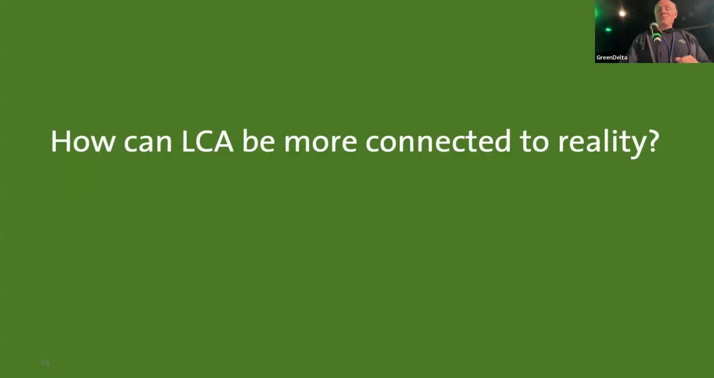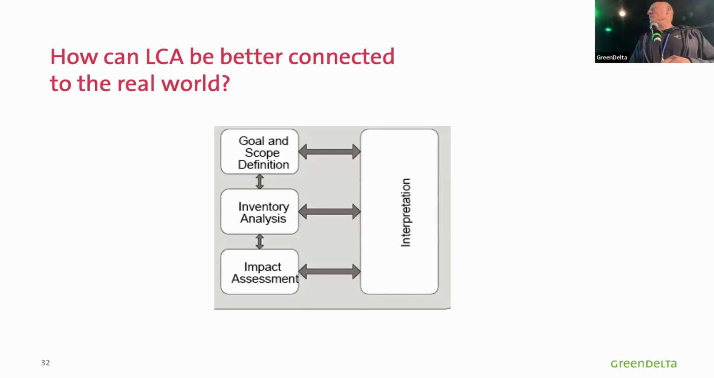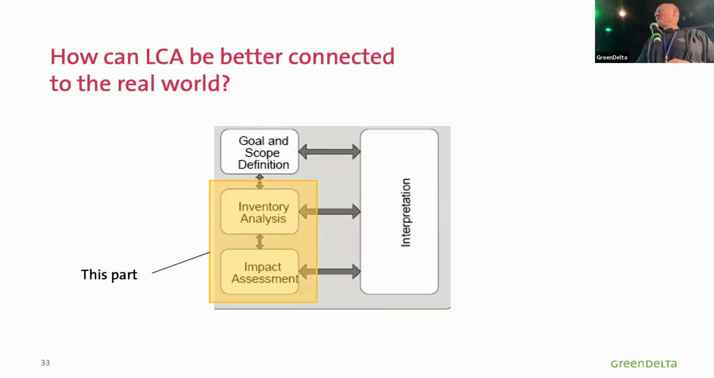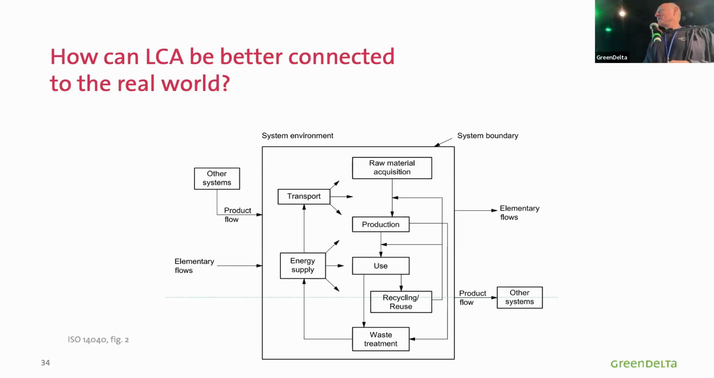So how can this be done? First, maybe you have seen something like this before. It's not everywhere, of course, that reality should be involved, but here: inventory analysis and impact assessment. And then, maybe also familiar from the ISO standard, this product system. There are many different options, and it would be a lecture on its own to say which parts are possible.